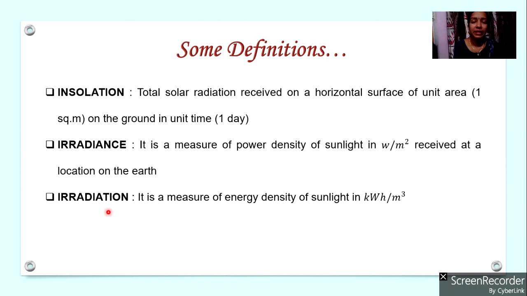Now irradiation. The two terms are different. Irradiance and irradiation are different. Irradiance represents the power density, whereas irradiation represents the energy density, that is, how much kilowatt hour of energy is received per unit volume. So energy received per unit volume on Earth's surface is known as irradiation.